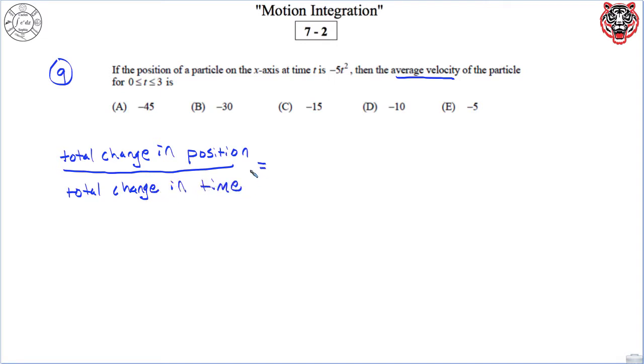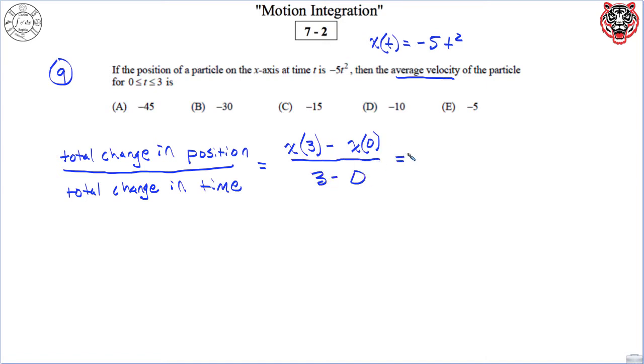All right, the way that we're going to find the total change in position is by looking at position 1 and position 2. So we're given position. Position is this equation. So it's like saying that x of t is equal to negative 5t squared. So we just need to plug things into our equation, and it's between 0 and 3, so we need to find x of 3 minus x of 0. And that's all going to be divided by 3 minus 0. That's the change in time.